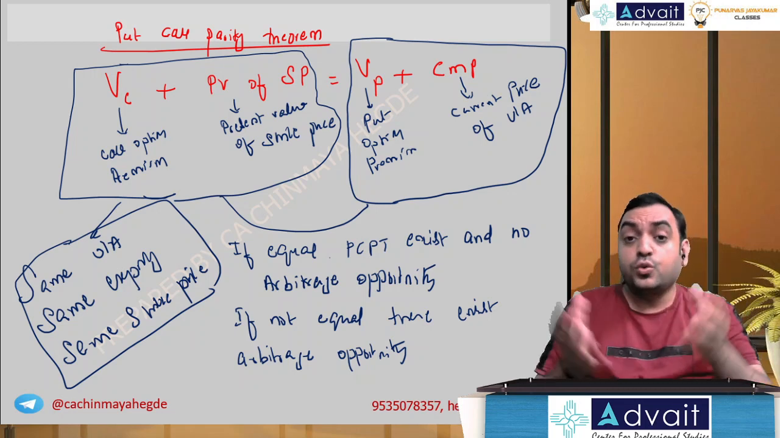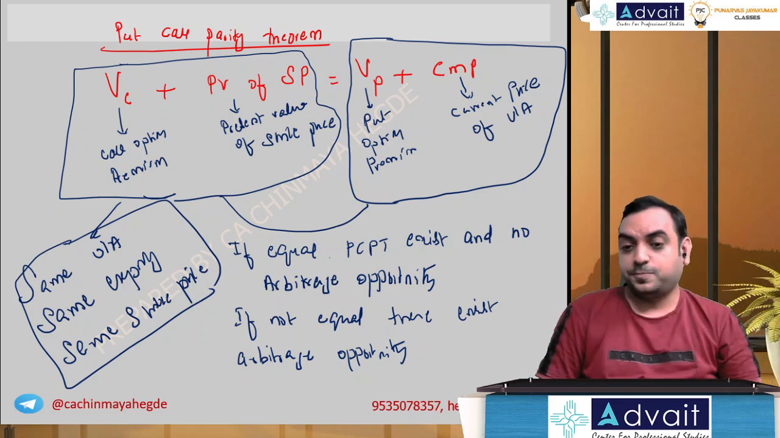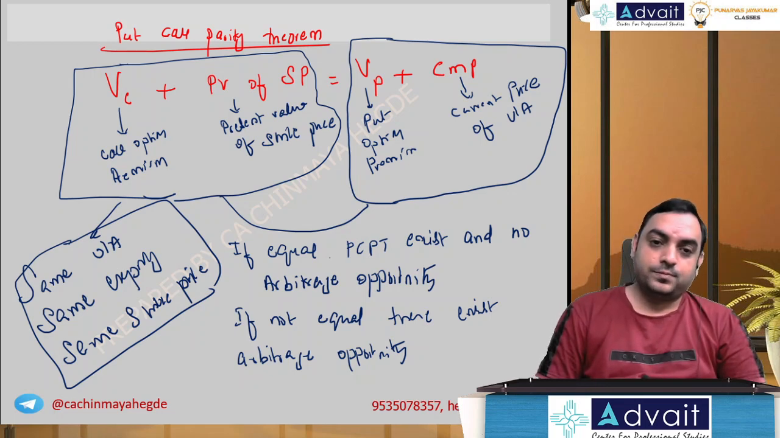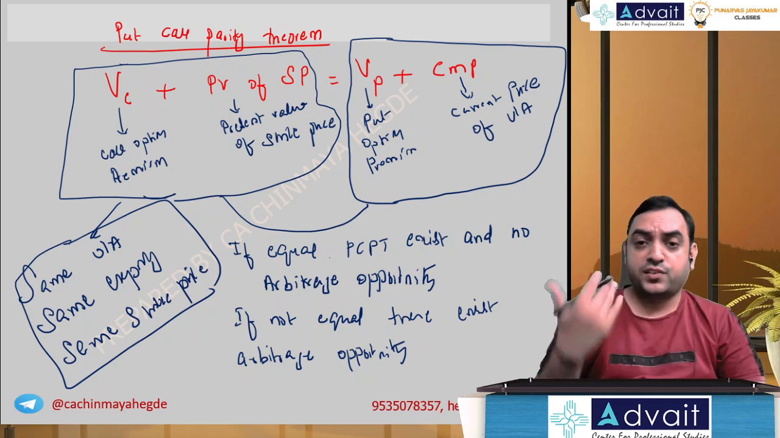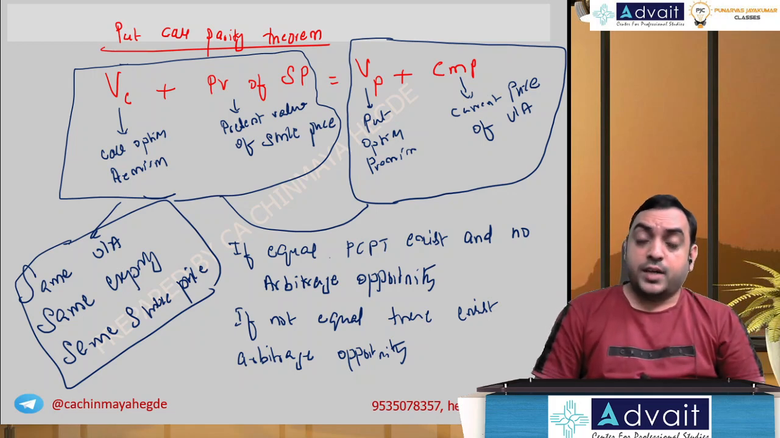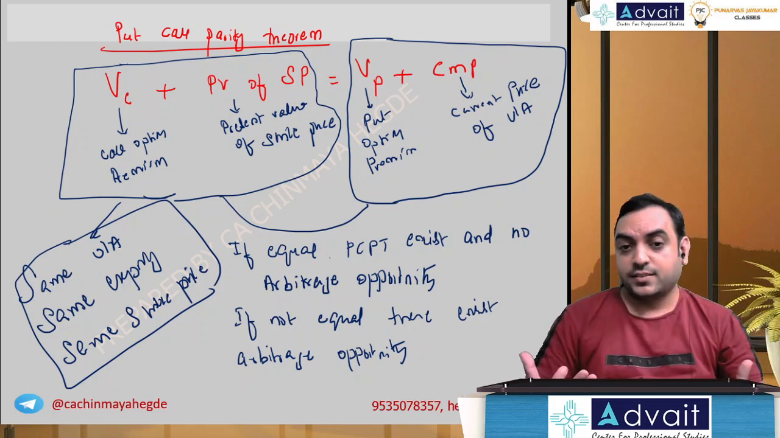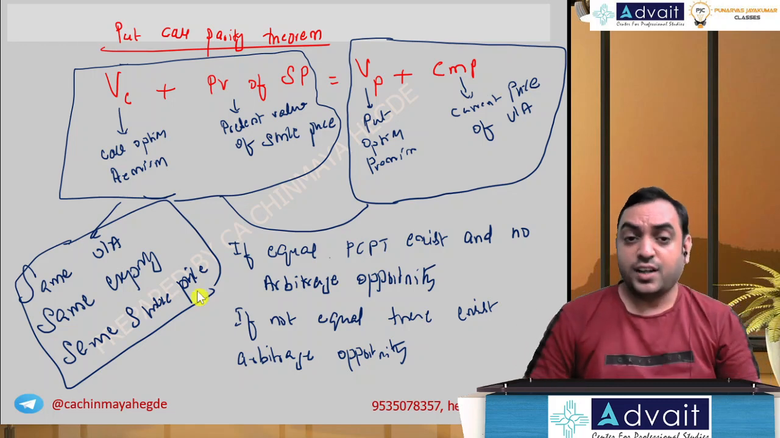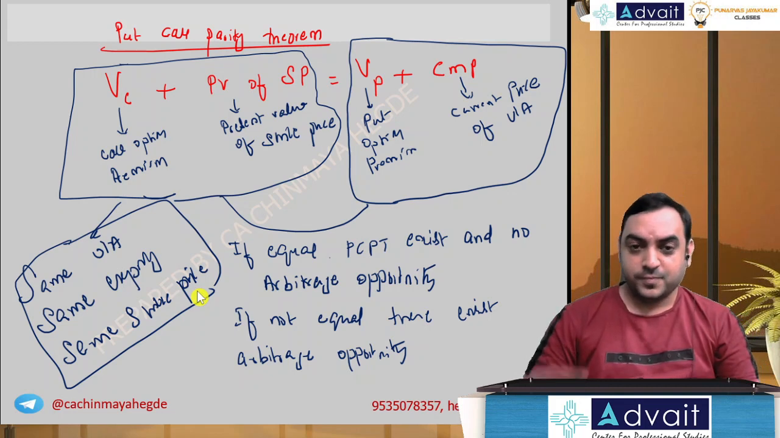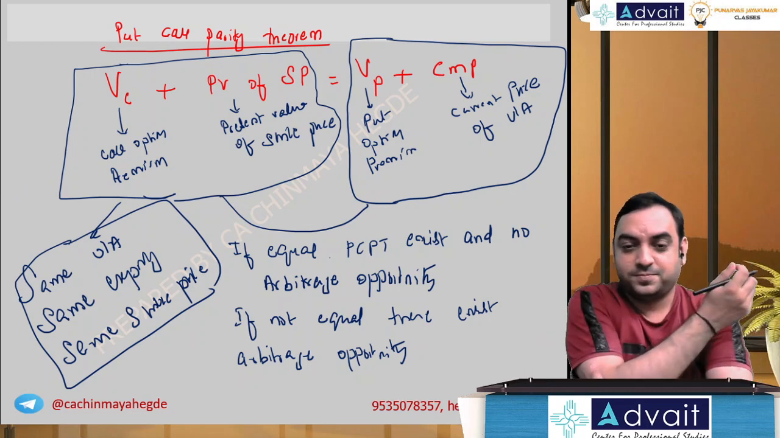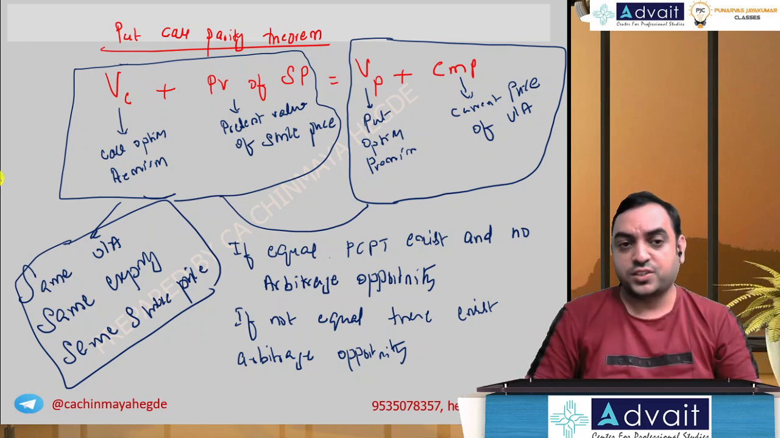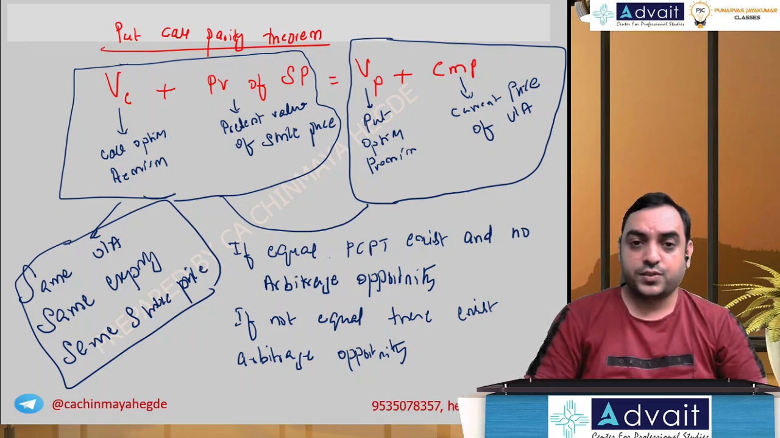We are trying to connect four variables: call option price, put option price, current market price, and strike price. If this connection does not exist, if it is not equal, we have an arbitrage opportunity. So write this down, then I'll give you the short form. I'll give you the arbitrage process. First, write down the arbitrage process.